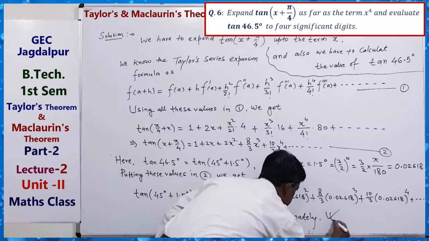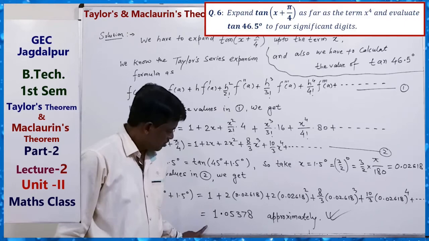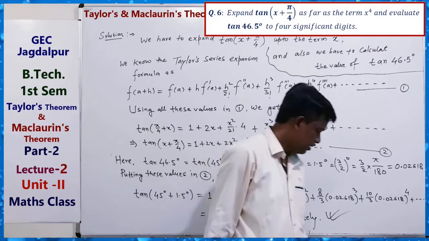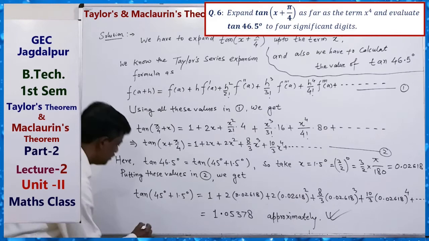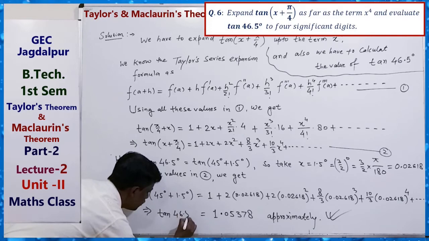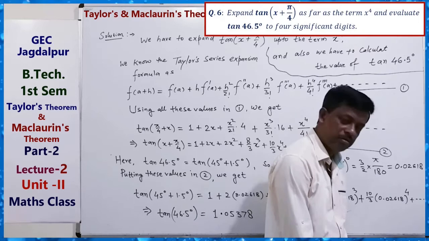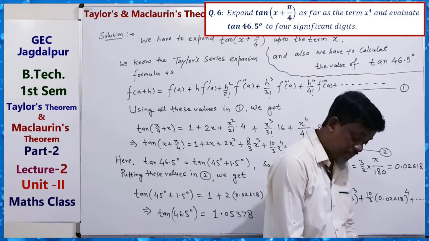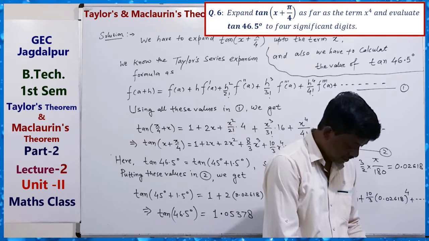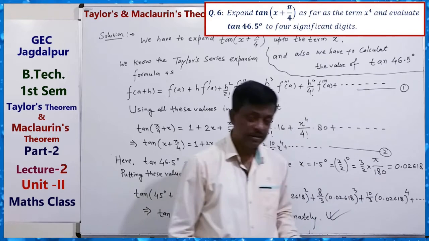So this is the answer. Just calculate it using a calculator and round off up to 4 or 5 digits. Okay, 1.05378 is approximately the value. So tan of 46.5 degrees can be obtained by using this expression. Okay, so a very, very important question. This type of questions you can solve also. Now also see that this type of expansion can be found by using the series formula, as we have seen.